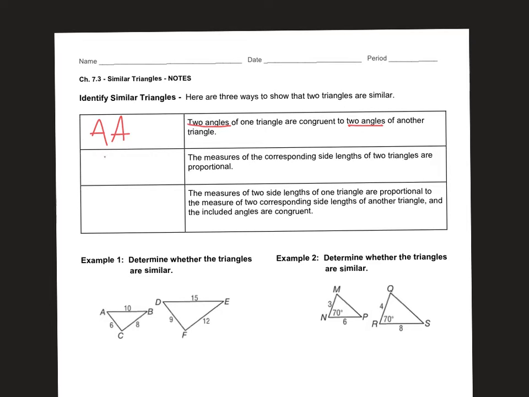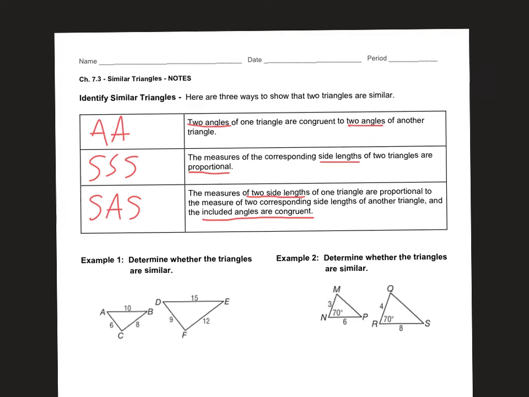We have the side-side-side similarity, when the measures of the corresponding side lengths of two triangles are proportional. So proportional side lengths. And then finally we have side-angle-side. When two side lengths of one triangle are proportional to the measures of two corresponding side lengths, and the included angles are congruent to each other.